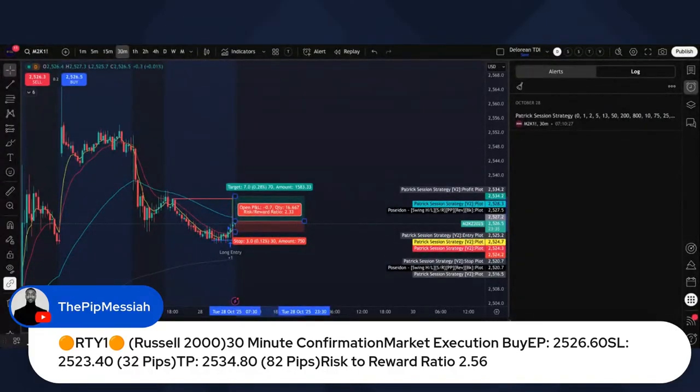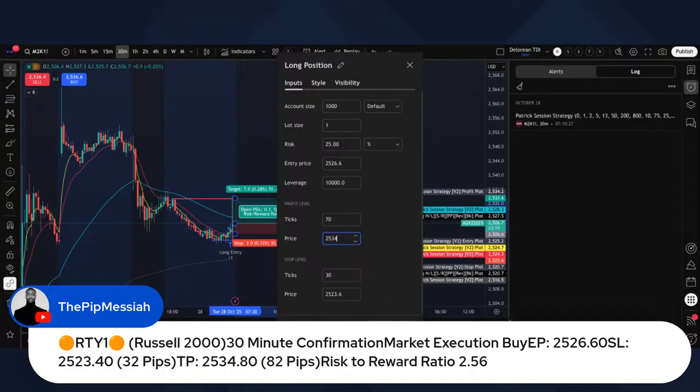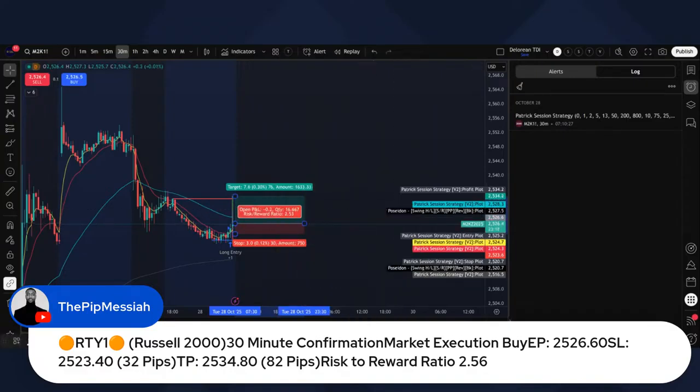M2K1. This is the mini Russell 2000. 30-minute confirmation buy. Risk on this is 2.33. Matter of fact, it just gave us a slightly better entry, and we're going to take it. 34.2. 2.53. Entry at 2526.60. Stop at 2523.60. That's for 30 pips.